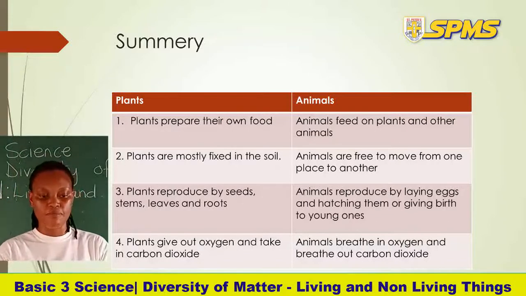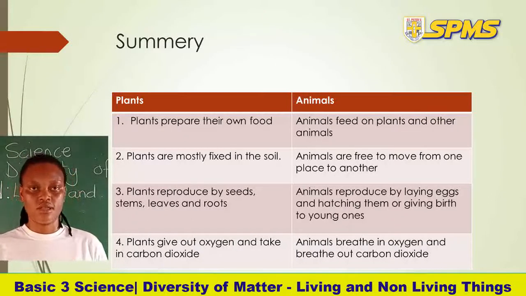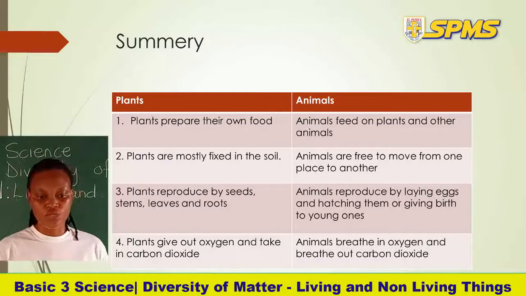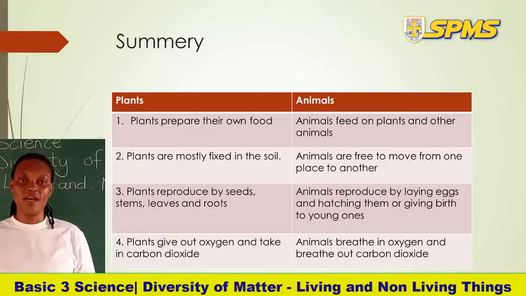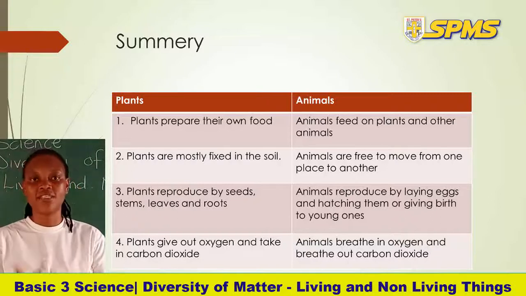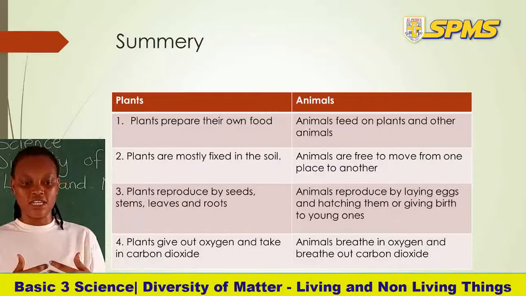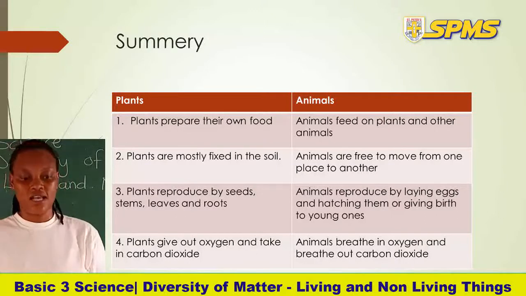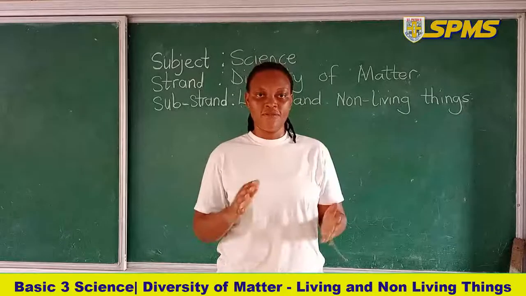Plants reproduce by seeds, stems, leaves, and roots, but animals reproduce by laying eggs and hatching them or giving birth to young ones. And then the last one, plants give us oxygen and take in carbon dioxide, while animals breathe in oxygen and breathe out carbon dioxide. Very good.